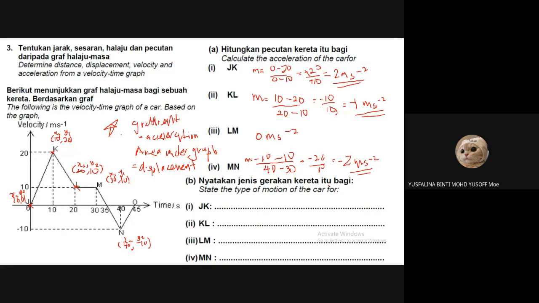Constant acceleration. Okay, very good. So you put here constant acceleration. They didn't give you a value, right? They didn't give you the coordinate there. So what can you do? You can draw a triangle.